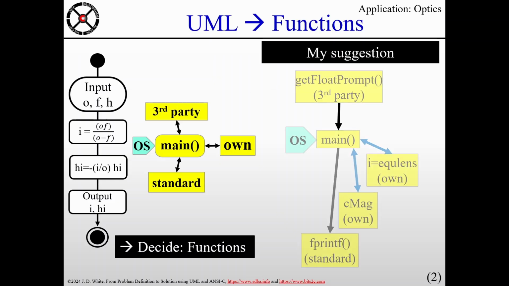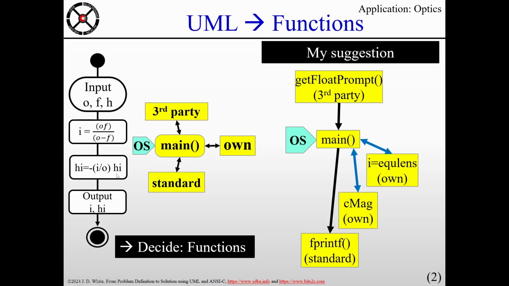So in this case, I decide to make my choices. My suggestion is basically use getFloatPrompt to get the input things. All the input, I'll use getFloatPrompt for. I'll write my own function EquationLens. I'll write my own function CMag, and I'll use the standard output function fprintf to output I and hi. Okay, so this is what we're going to be working on now.